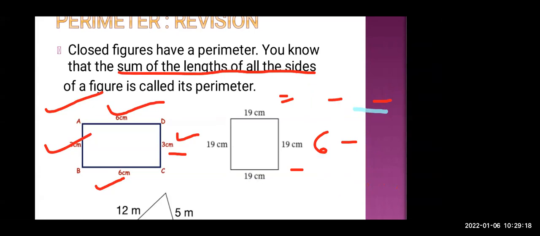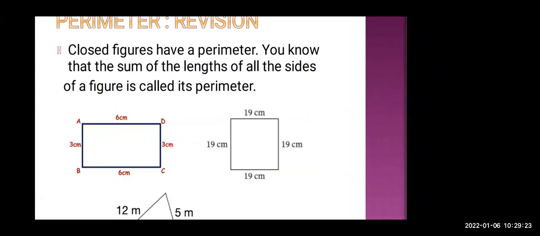Now, if I draw a figure, just wait. Now, if I draw a figure like this, can we calculate the perimeter of this figure? Can we calculate the perimeter of this figure? Yes or no?